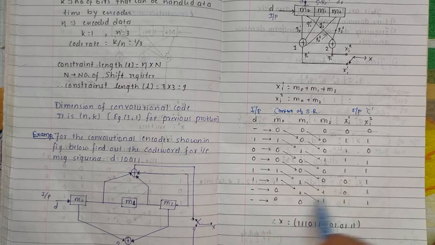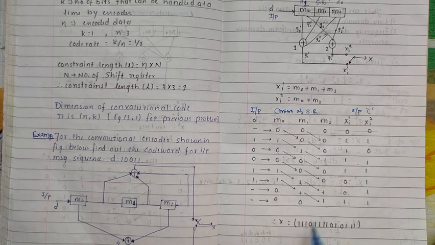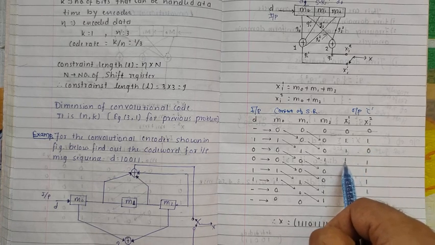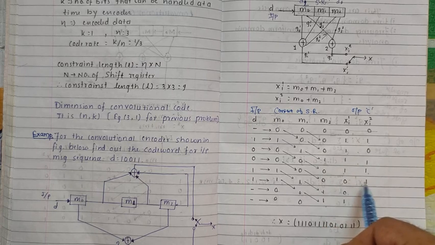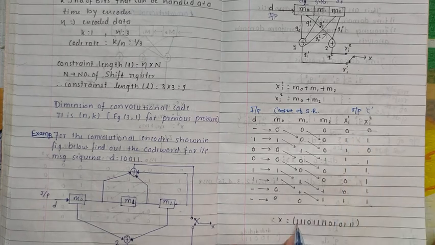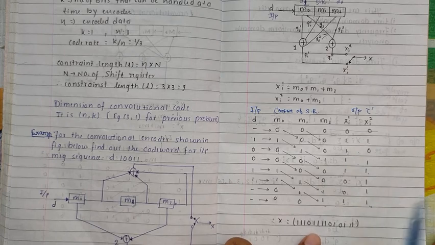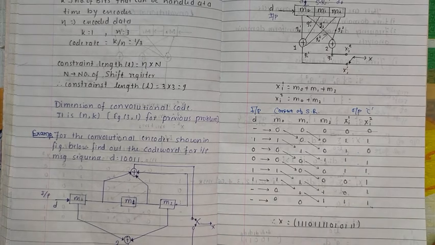Now after this, we get all zeros in the input, so there is no output. This is where the operation is supposed to stop. Finally we can write the output X, which is equal to 11 10 11 11 01 01 11. So this is all about this example.